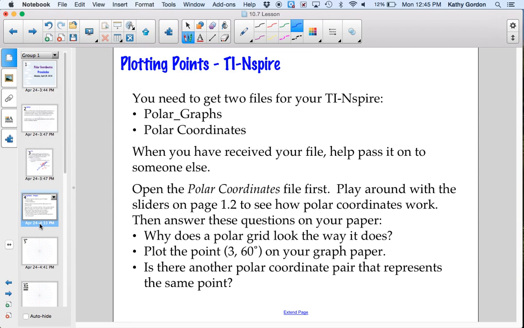Polar coordinate. Negative 3, negative. All right, let's talk about this a little bit. Attention up here, please.